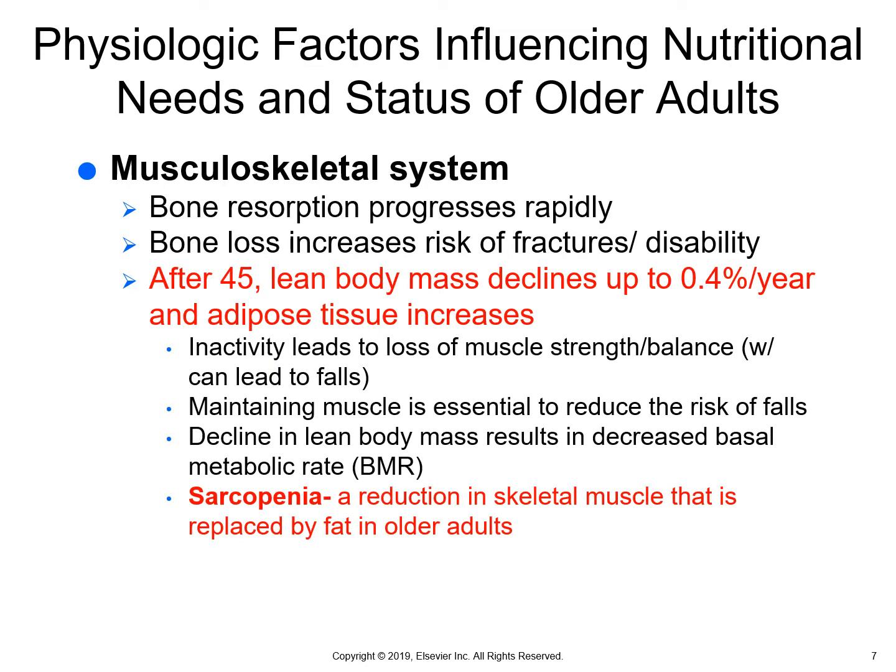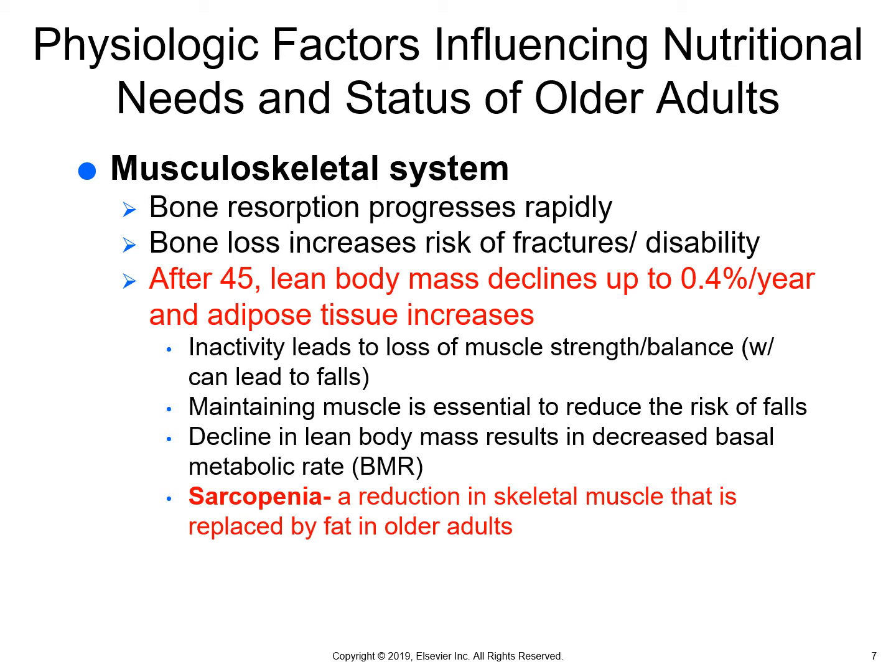As far as their musculoskeletal system, bone resorption progresses rapidly, and they therefore could be at a higher risk for fractures, which could lead to a disability. After about 45 years of age, our lean body mass declines up to 0.4% per year, and adipose tissue increases. So inactivity leads to a loss of that muscle strength and balance, which can lead to falls. So maintaining muscle is essential to reduce the risk of falls.